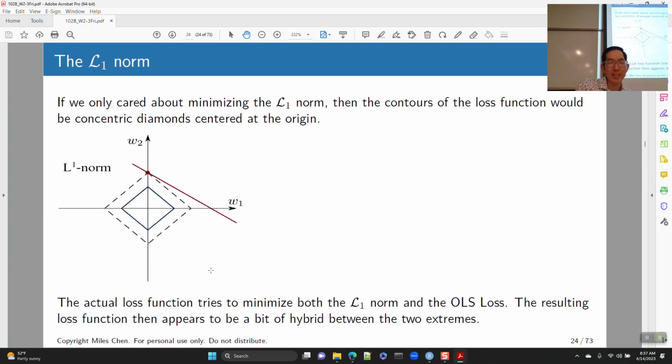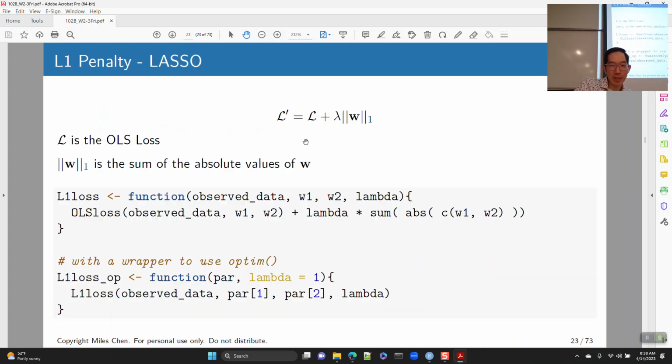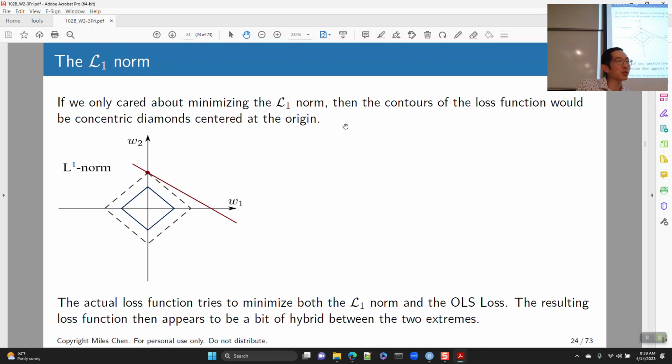Here's a diagram that I took from a different textbook. One thing is, if we cared only about minimizing the L1 norm, which is kind of silly. But if I weighted the lambda to be a huge number, so that the OLS function is tiny in comparison, and we're really only focusing on minimizing the L1 norm, then what would the contours of the loss function look like? They would look like these diamonds, because this is as W1 gets bigger. If W2 were 0, we're just trying to minimize the absolute value of W1, and if W1 were 0, we would just be trying to minimize the W2.